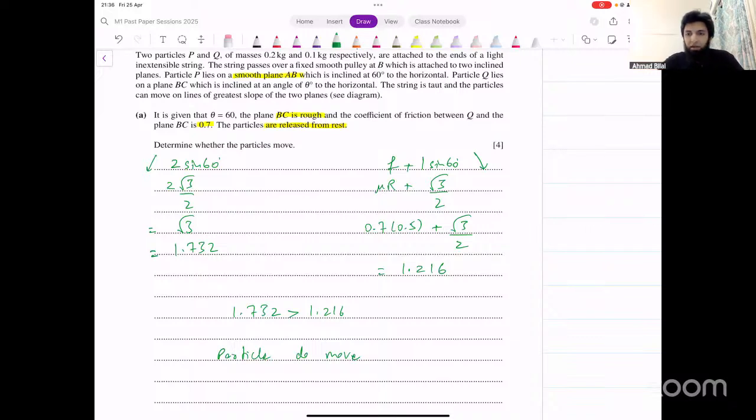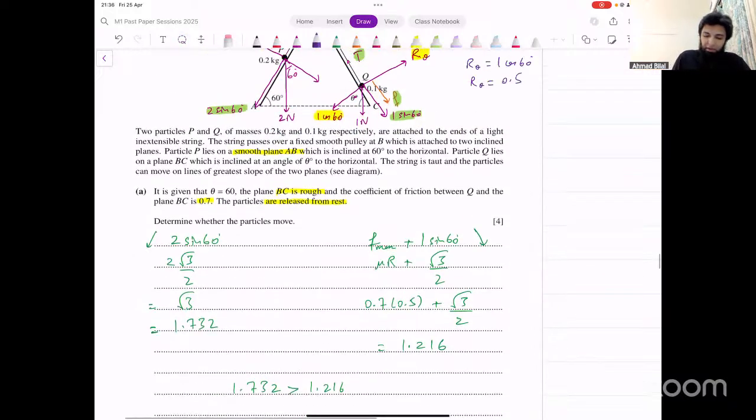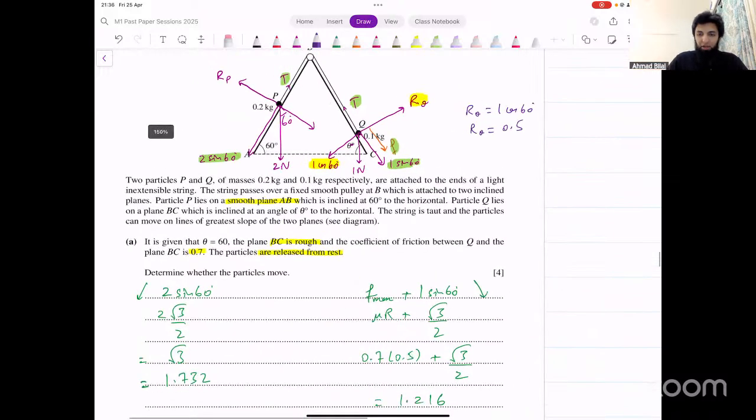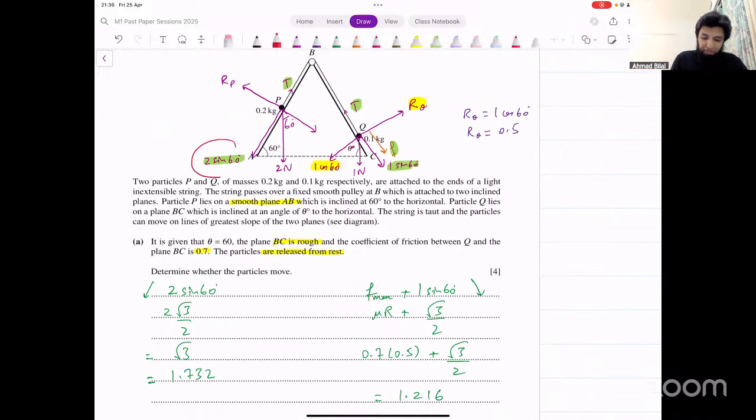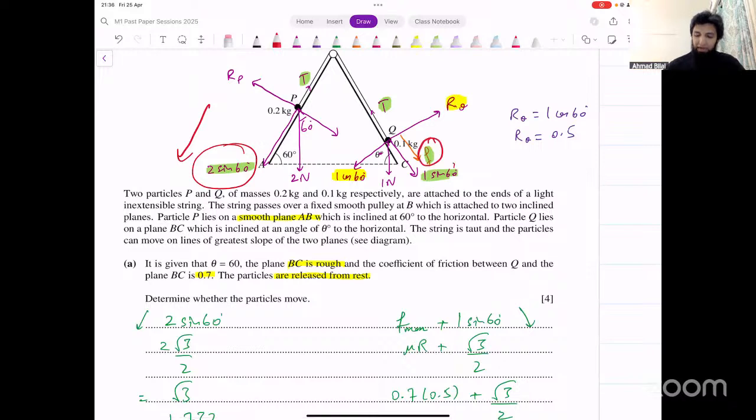All right. Are we assuming that there's limiting equilibrium? No, we're not assuming anything. We are finding the maximum possible value of friction. So particles are going to move only if this force in the downward direction is able to overcome both the friction and the weight component acting in the other direction. So what's the maximum possible friction we can have? We are basically considering that.